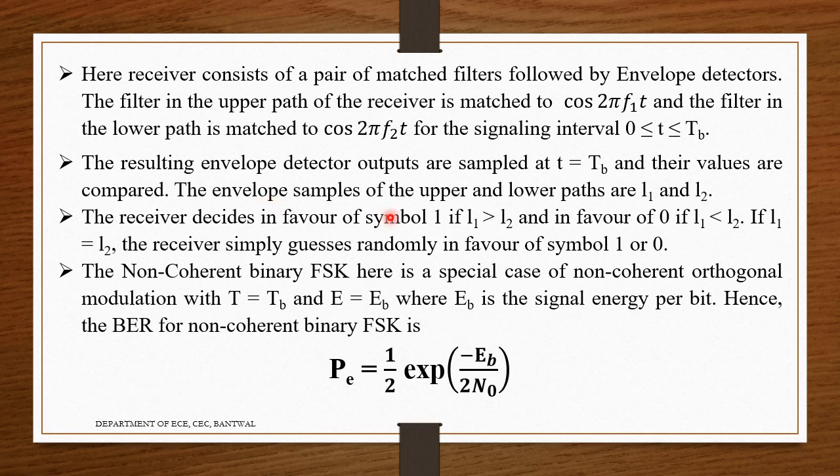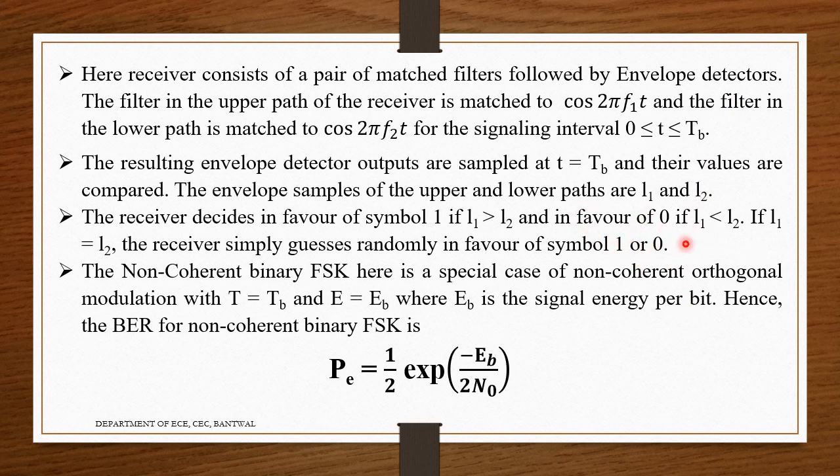The envelope samples of the upper and the lower path are L1 and L2. The receiver decides in favor of 1 if L1 is greater than L2, and in favor of 0 if L2 is greater than L1. If L1 is equal to L2, one complication arises: the receiver simply guesses randomly in favor of symbol 1 or 0. So here some kind of a glitch might occur. The probability of error is what the problem asks.